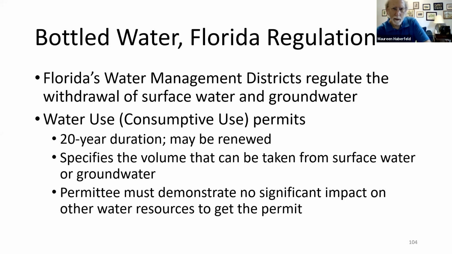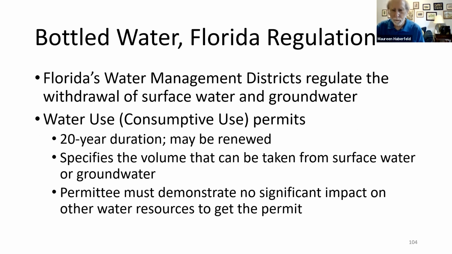Going back to an earlier slide, I mentioned the Florida water management districts. They regulate the withdrawal of surface water or groundwater for use. And that includes bottled water companies. Anybody that wants a water use permit or consumptive use permit would need to get that from the water management district. They last about 20 years. They may be renewed. They specify the volume that can be taken from the water supply source. The person getting the permit must demonstrate there's no significant impact on other water resources.